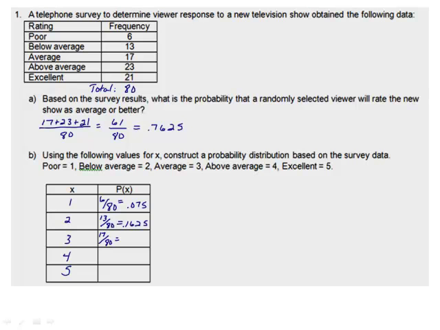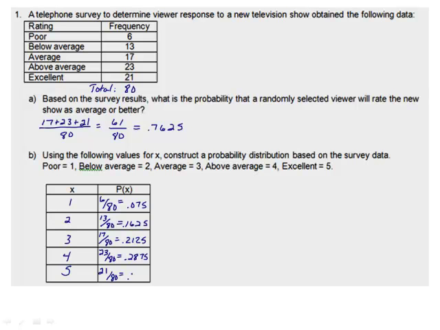And again, when we get this all done, if we want to check that we've done our arithmetic right, we can add up all of those probabilities and they should add up to 1, or they should be very close to it. Again, we might have a little bit of rounding error, but there shouldn't be very much. So there is our probability distribution.